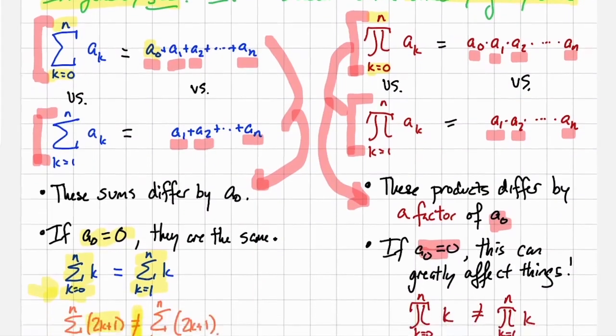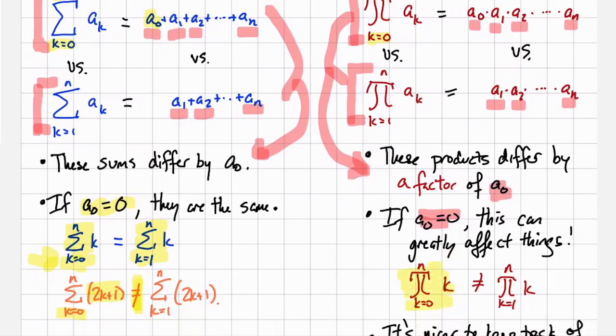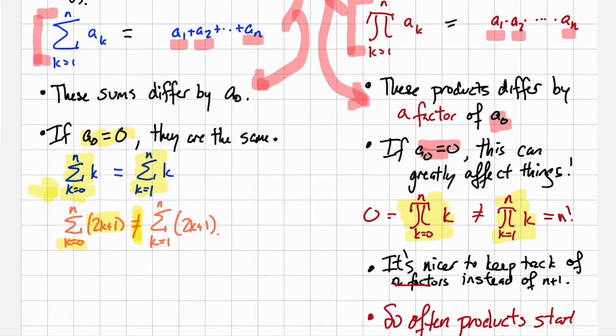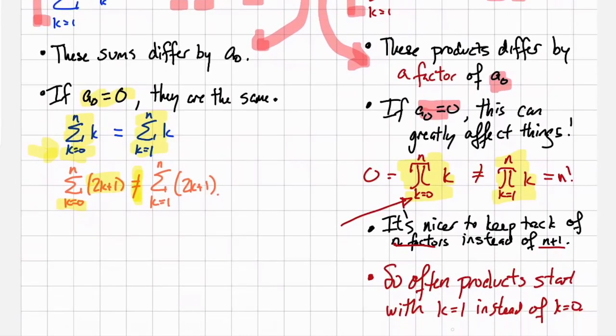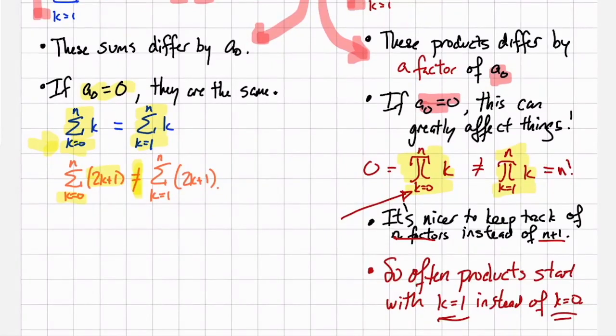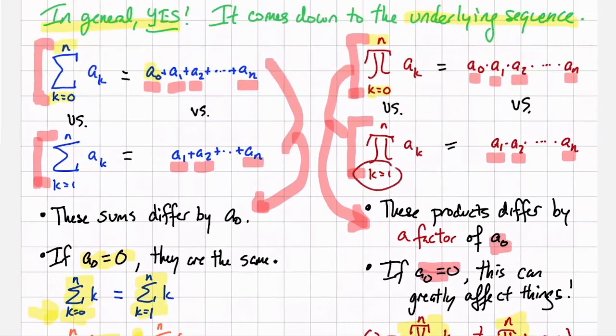This might make a big difference. The product of the numbers from 0 up to n of k is 0, whereas the product of the numbers from 1 up to n of k is n factorial. It's also nicer to keep track of n factors instead of n plus 1 factors. So often products will start with k equals 1 instead of k equals 0. This all means it's important to keep track of both the lower bound and the upper bound of your index.